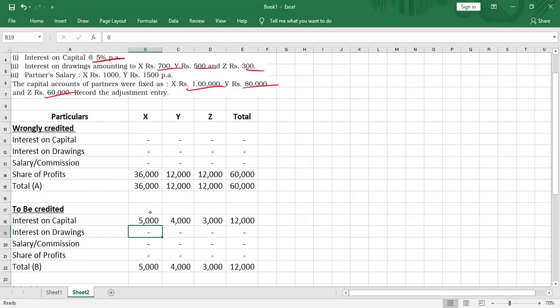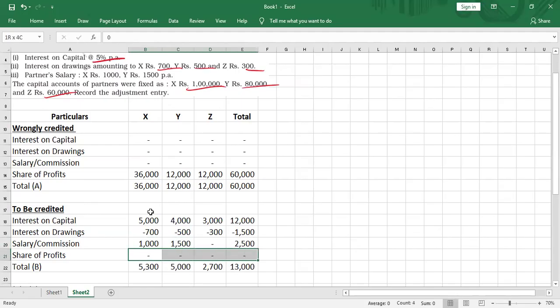Now, interest on drawings is usually debited to partner's capital account. Am I right or not, my dear children? And here we are writing it as to be credited. Therefore, interest on drawings, we'll write it as negative 300. So that is done. Salary or commission for X it is 1000 and for Y it is 1500.